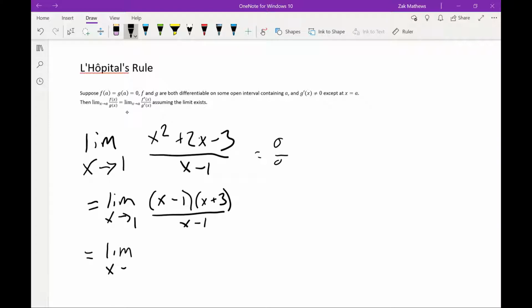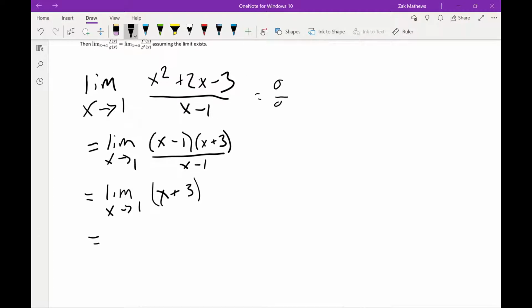And so then the next thing we're going to do is cancel out those factors that match, the x minus 1s. Left with an x plus 3. And now we can just plug that 1 in directly, and we get 1 plus 3, which is equal to 4. And that's our answer. We can still solve these limits that way, right? That's fine, that doesn't change. But let's apply L'Hopital's. Let's see how this speeds us up.